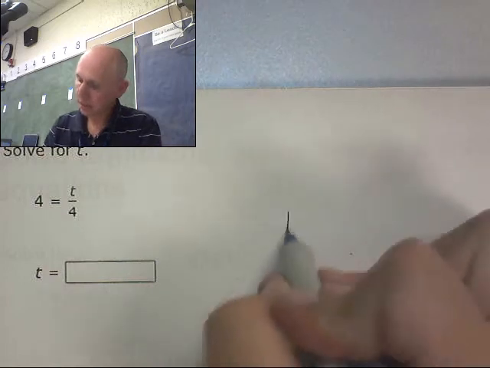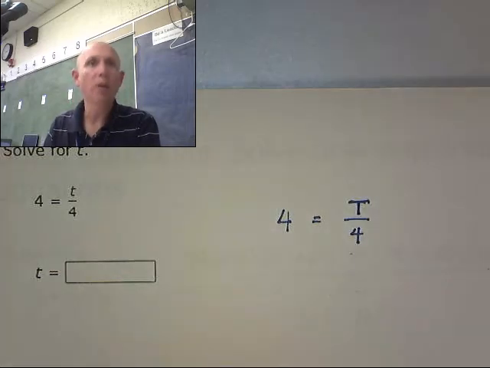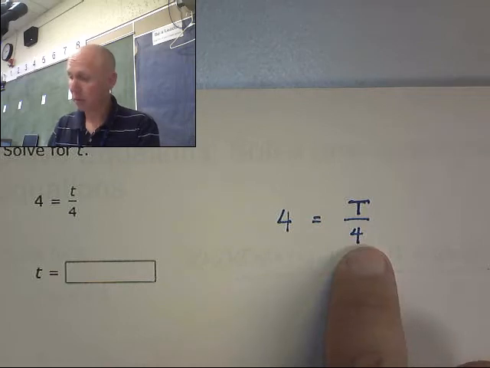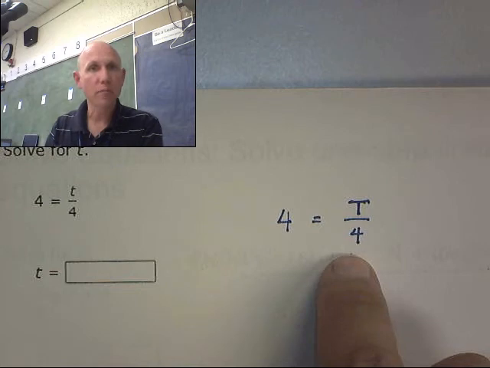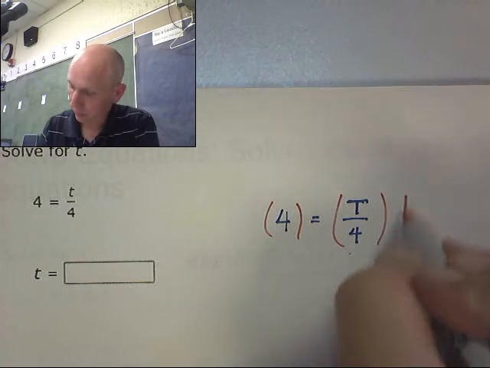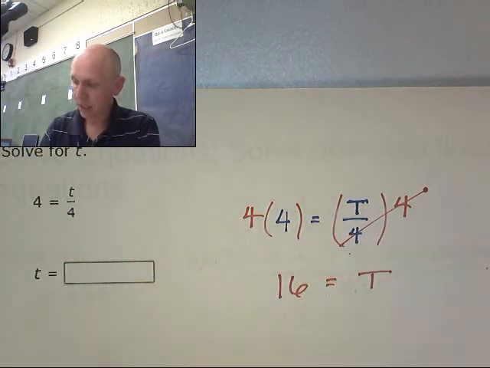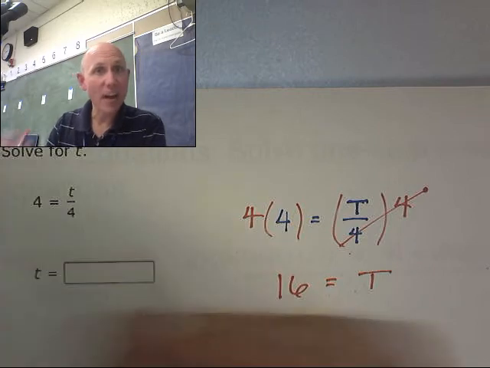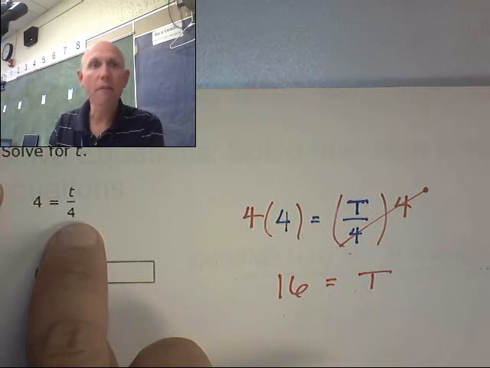4 equals t divided by 4. Who is the variable? The variable is t. Who is bugging the t? This 4 is bugging the t. What is the 4 trying to do? The 4 is trying to divide the t. How do I fight division? I fight division with multiplication. I would like to multiply both sides by 4. 4 and 4 cancel. T equals 16. Does that work? Let's plug it in. 16 divided by 4 is 4. It works.